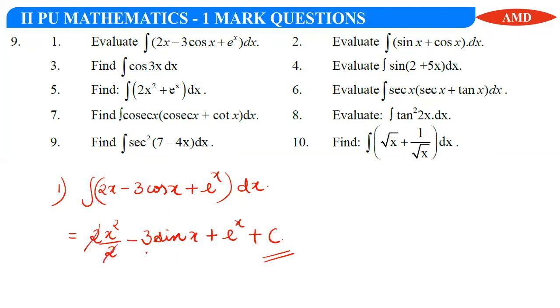Here 2 can be cancelled. So this is the final answer. So all these questions are very simple questions. If you want, let me try one more question here, the fourth one.